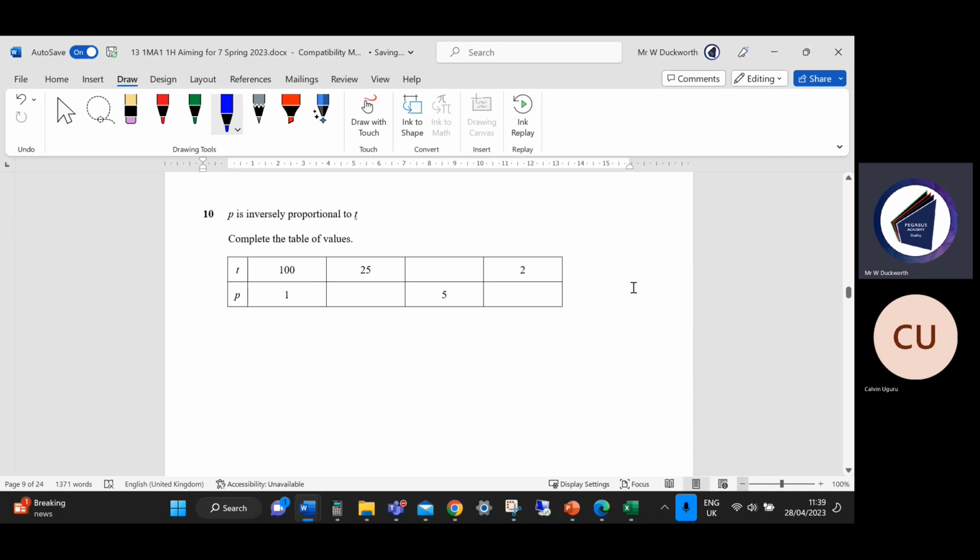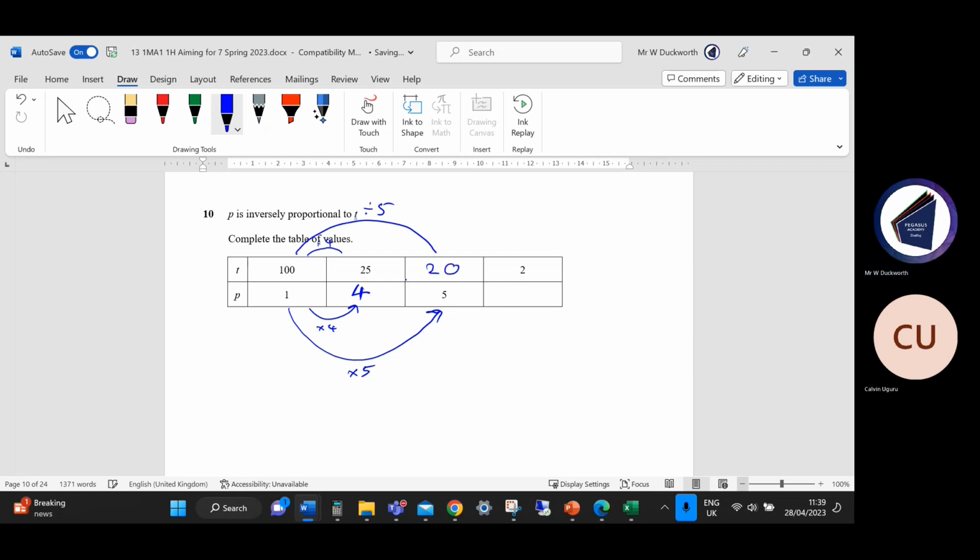Okay, question 10. P is inversely proportional to T. Complete the table of values. Okay, so if it's inversely, it means that if here we've had to divide by 4, here we would need to do the opposite, times by 4. That value must be 4. If I wanted to get from here to here, I would need to times by 5. To get from here to here, I would need to divide by 5. So that would be 20.